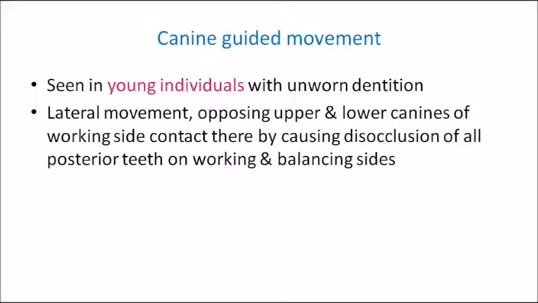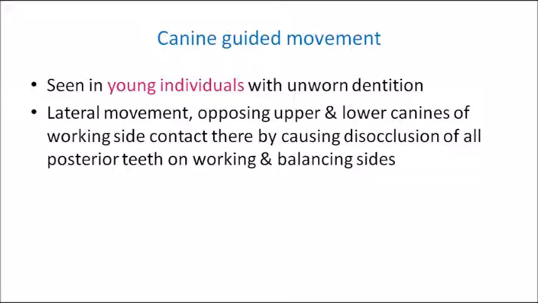Now canine guided movement. This is seen in young individuals with unworn dentition. So in canine guided movement, when there is lateral movement of the mandible, on the working side the opposing upper and lower canines will come into contact, and when these canines come into contact, there is complete disocclusion of the posterior teeth on the working and the balancing side. So that is the feature of canine guided movement.